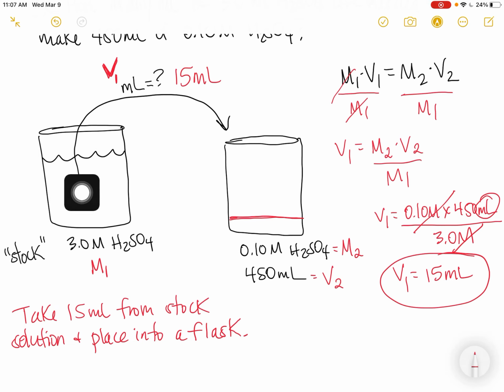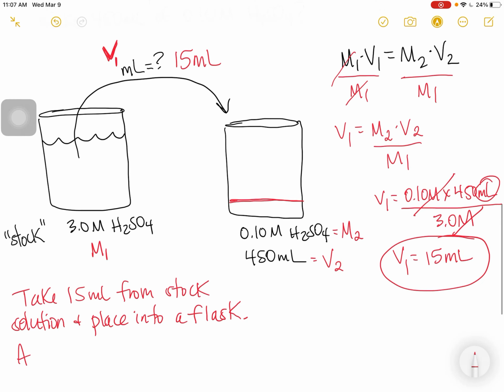Now at this point, I want you to think about something. If all I have done is taken 15 mils from this and put it into this container, what's the molarity of this solution in this container? It's not a trick question, because, well, maybe it kind of is. The answer is it's the same as this molarity, right? It's 3 molar. I haven't done anything yet. All I've done is poured some of it into this container. So right now, my concentration is still 3 molar. I have to now add the water to perform the dilution.